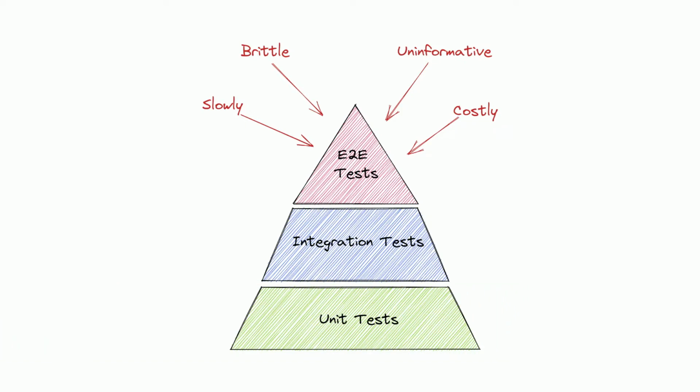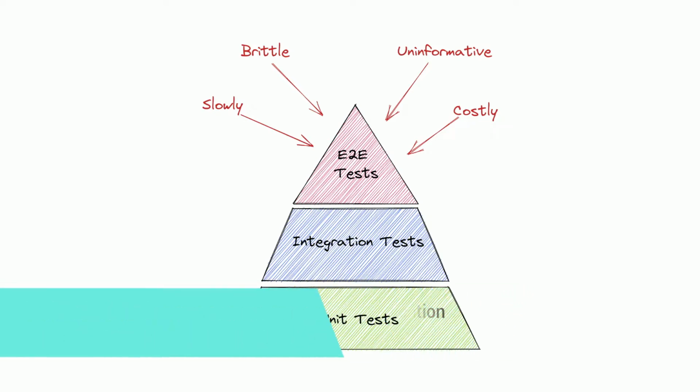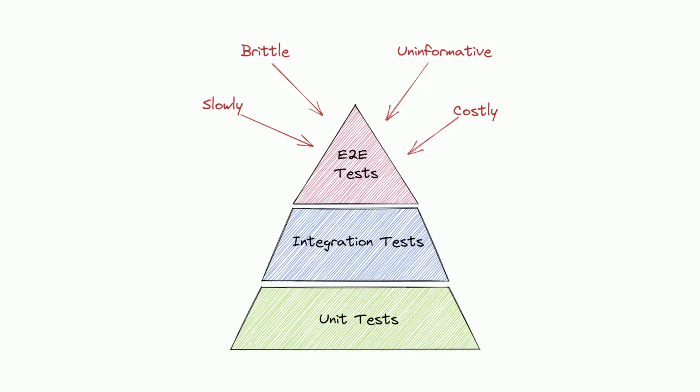And on the top of the pyramid there are end-to-end tests. These tests exercise most parts of the application and can go through all layers from the user interface to database, as the goal is to simulate being a final user of the product. To perform end-to-end testing, we generally need to build and deploy a full environment and whole application with all components, services and storages. The realistic nature of end-to-end tests makes them slow, costly and brittle. The wide coverage makes them less informative than unit and integration tests if a failure occurred.